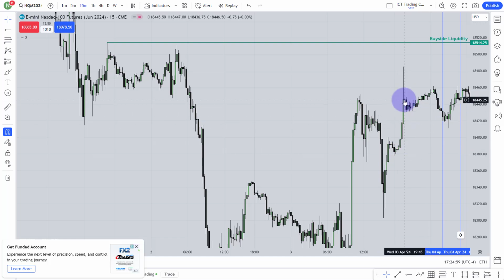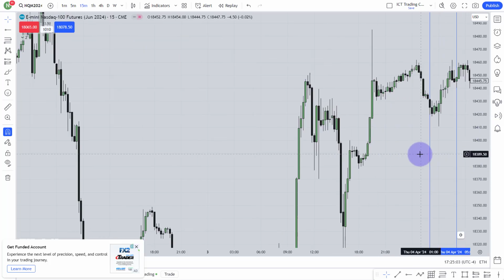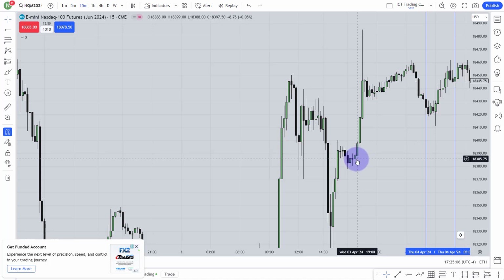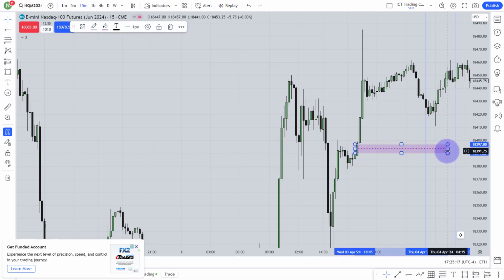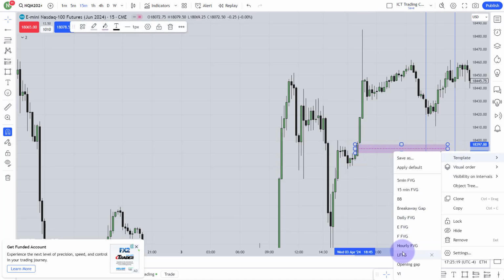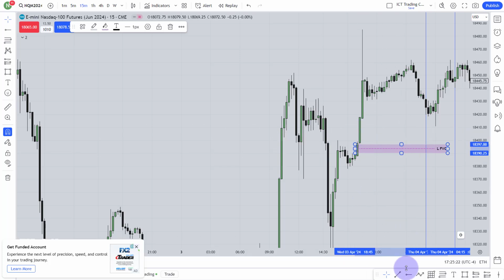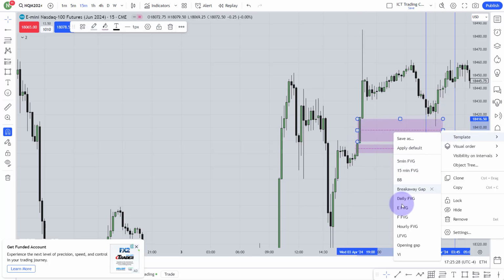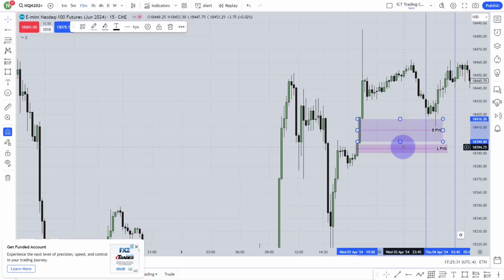From that bull run, you have to mark two fair value gaps. Let me explain that. Look, the market has started to run from here until there. You have to look for the lowest fair value gap. This is called the last fair value gap, and here I'm going to mark it as my last fair value gap. Over here, this is my entry fair value gap, so I'm going to mark it as my entry fair value gap. This is from the 15-minute chart, okay?